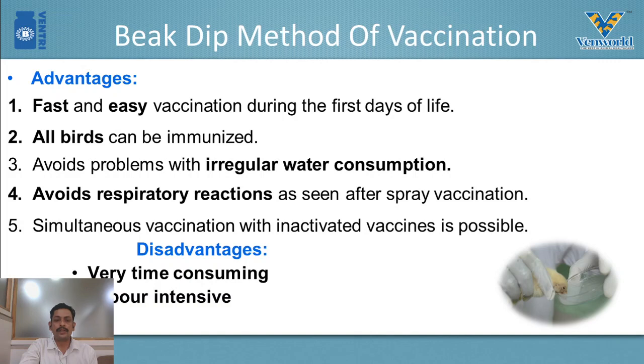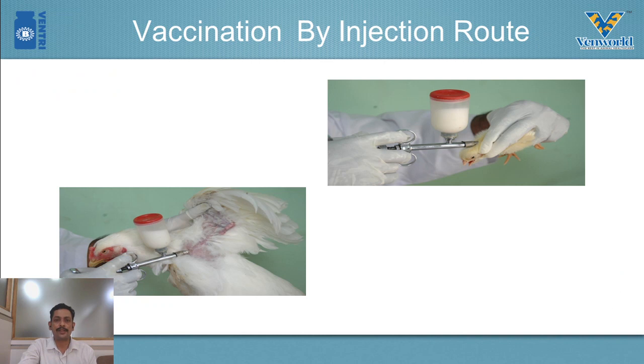This method is generally used for the IBH120 vaccines at day 0, the day 0 of life. Another important advantage of this vaccination is that respiratory reactions are less as compared to spray vaccinations. Again, we can give killed vaccines or other vaccines simultaneously. Disadvantages: it is again time consuming and more labor is required for the vaccination.